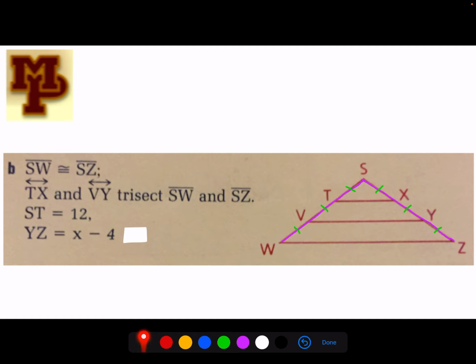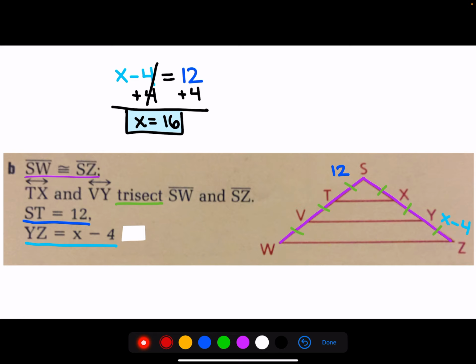I know that ST is equal to 12. So ST will be 12. And I know that YZ is x minus 4. Now, if that's the case, each of these tiny green segments is congruent to each other. So therefore, I can say that 12 is congruent to x minus 4, or 12 is equal to x minus 4. Now, if 12 is equal to x minus 4, we can solve for x, and we'll end up with x equaling 16. So x is equal to 16 in the context of this problem.